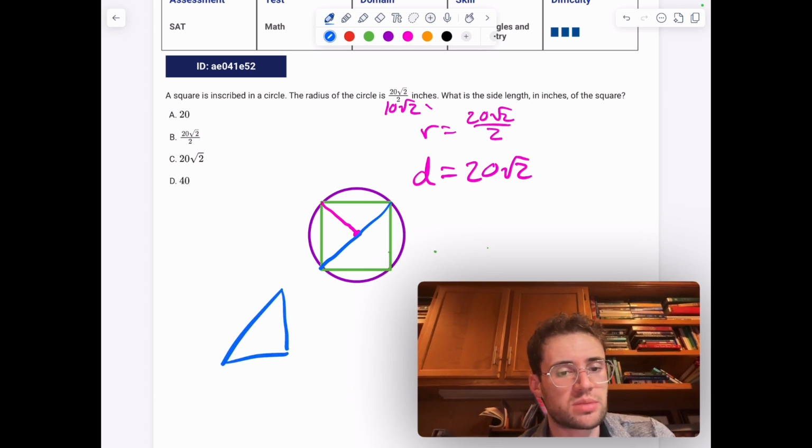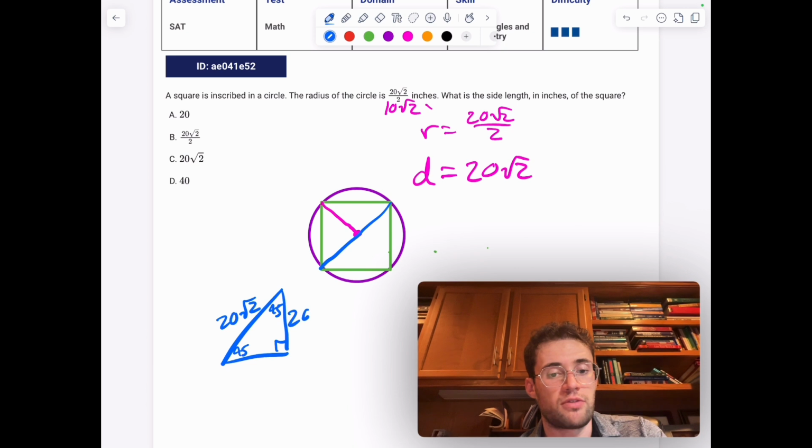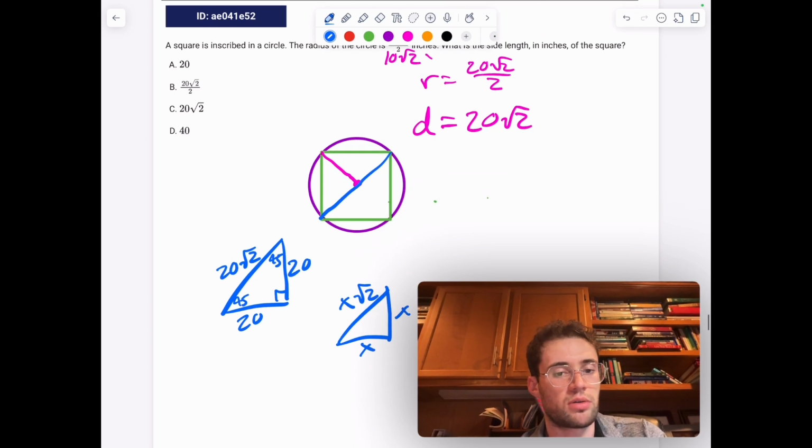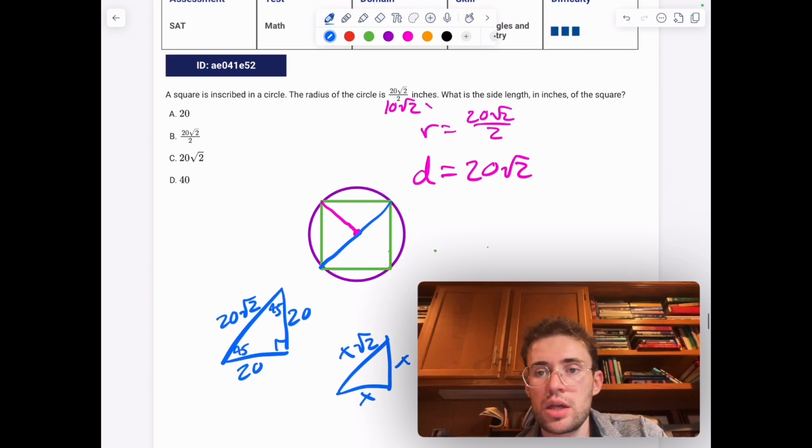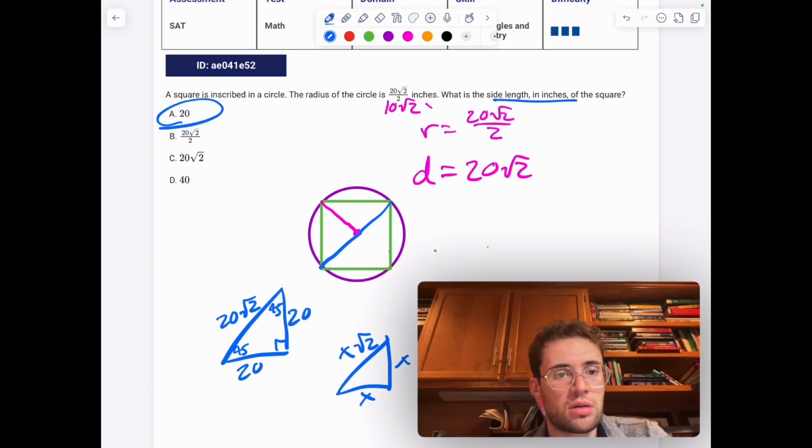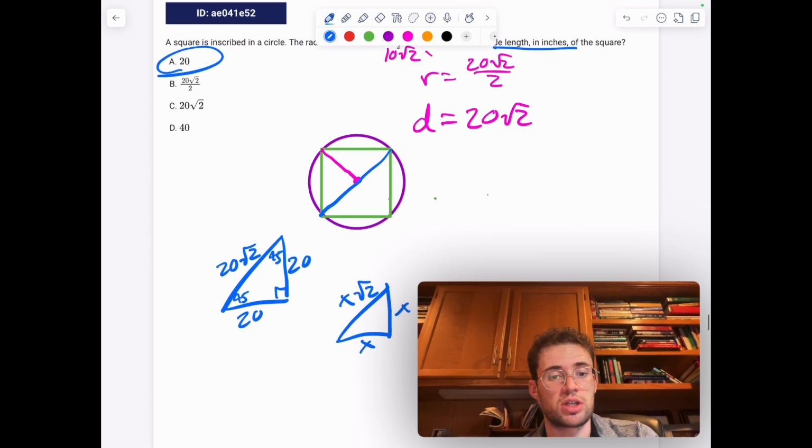And a square is made up of two 45, 45, 90 right triangles stacked on top of each other. So this would be 20 root 2. And then, if you know the ratio of the sides, it's x root 2 for an isosceles right triangle. So the x root 2 is 20 root 2. That means that x is 20. So what is the side length? It's just 20. I think there's another one that's given to you, like the ratio of these sides.